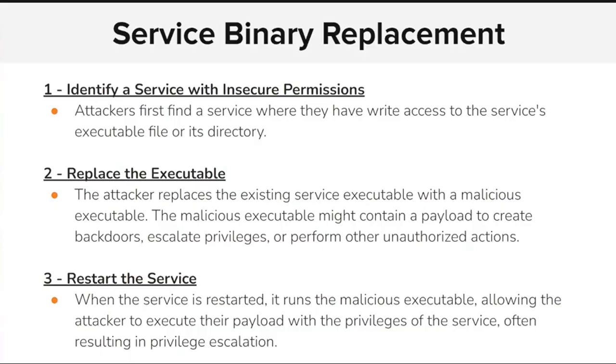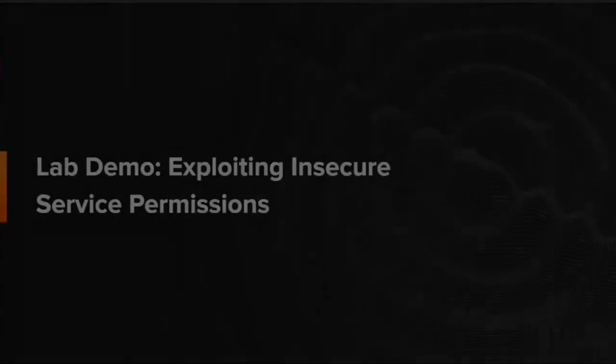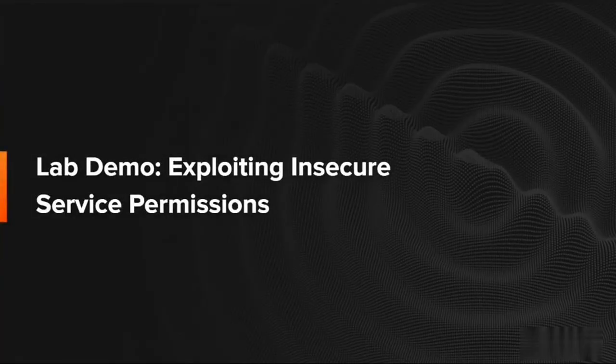And I think that's where we're going with this. And finally, we restart the service. So when the service is restarted, it runs the malicious executable, allowing the attacker to execute their payload with the privileges of the service, often resulting in privilege escalation. And with that being said, we can now take a look at the actual process of identifying and exploiting insecure service permissions in order to facilitate privilege escalation on Windows.